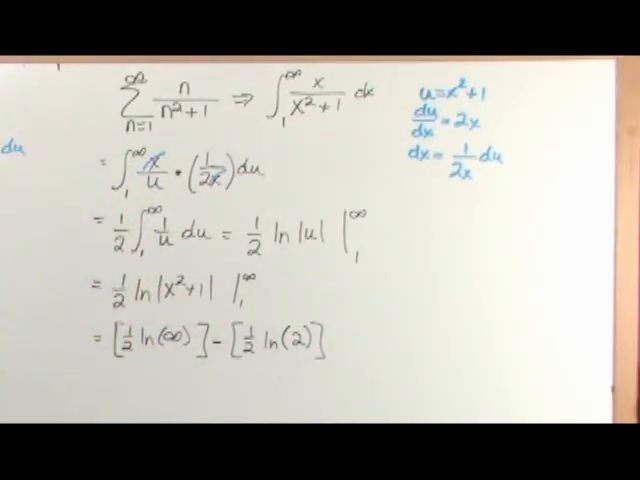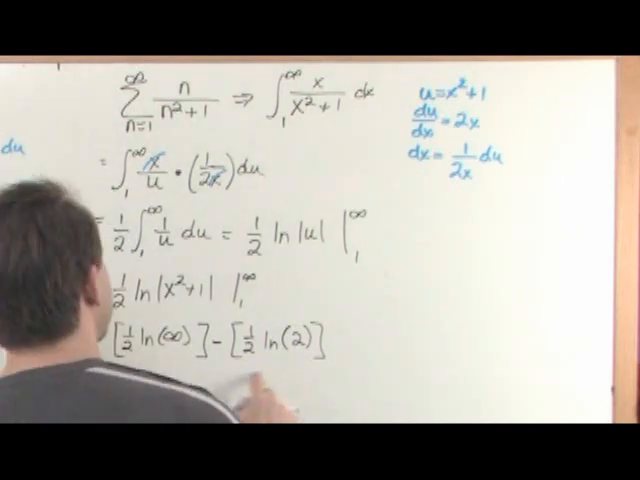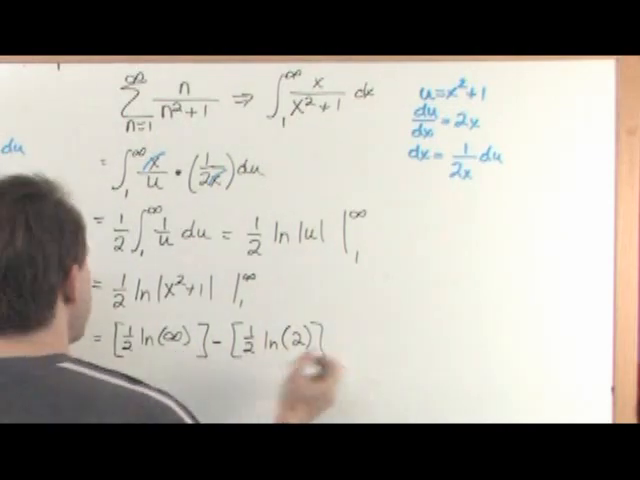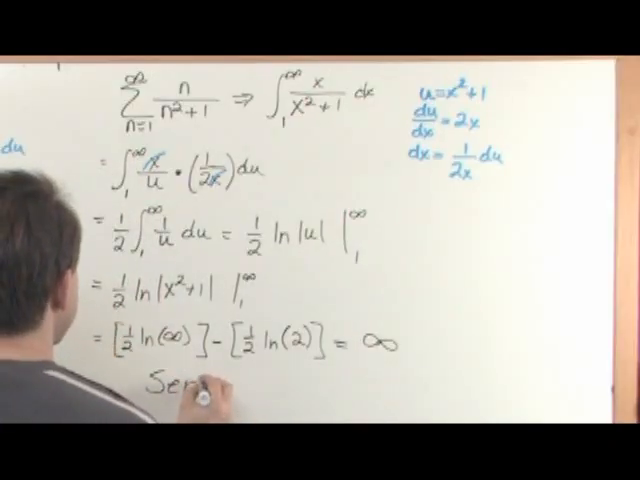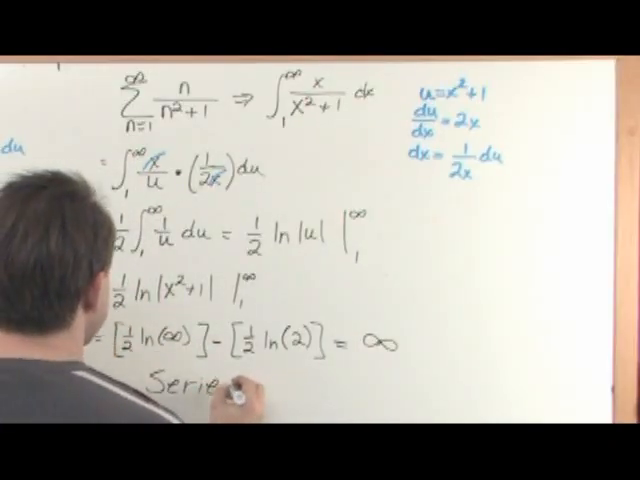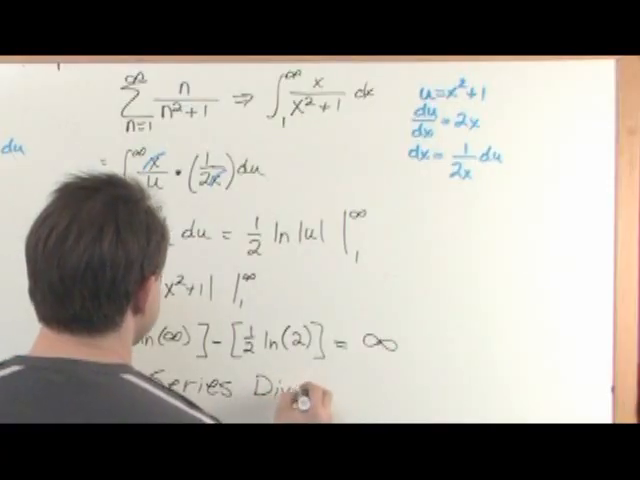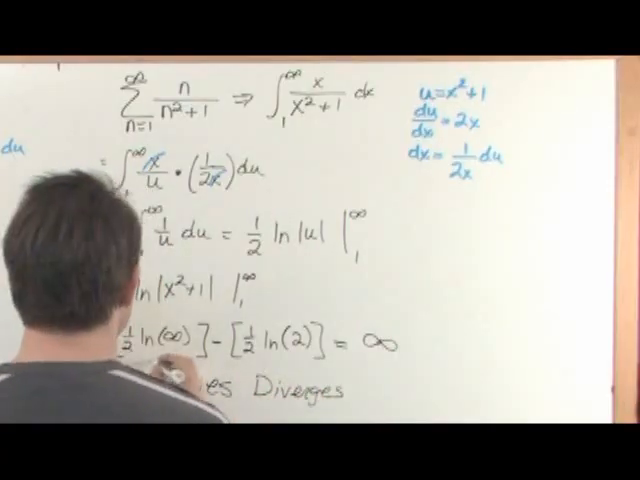Now, what do you think we have here? We have 1/2 times natural log infinity. Natural log infinity is going to be infinity. If you put that in your calculator or draw a graph, you'd see that. This, whatever it is, is just going to be a number, so you have infinity minus a number. So the answer is infinity. So the series, because the integral did not converge, the series diverges.